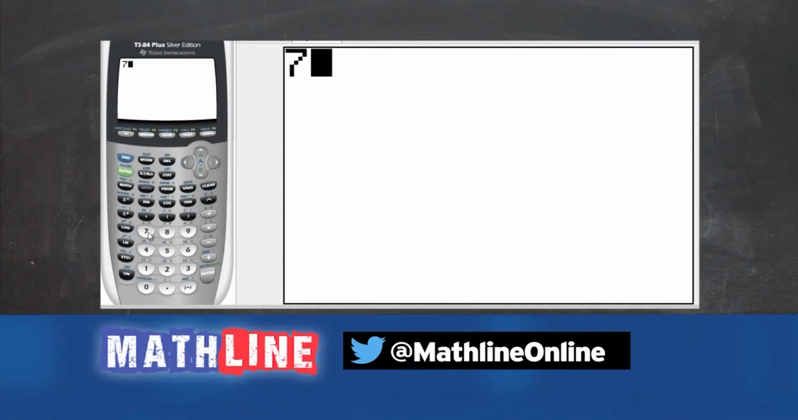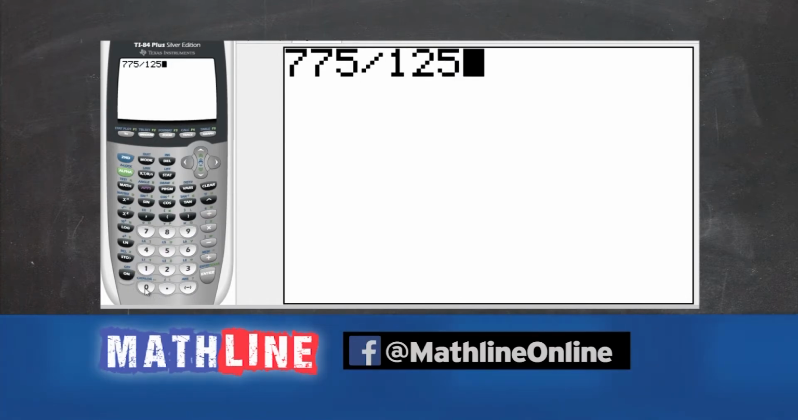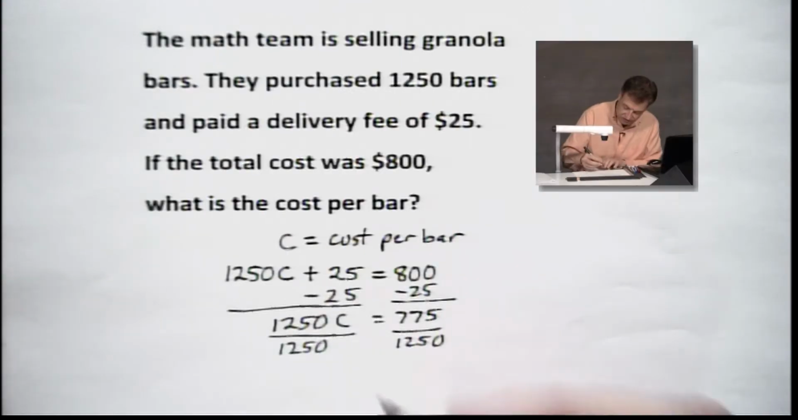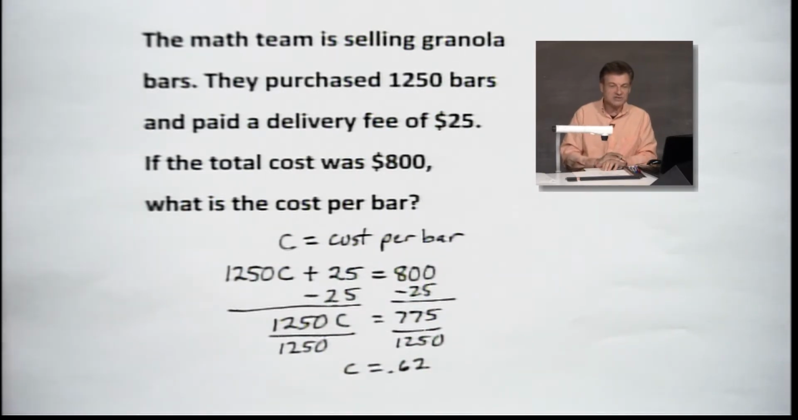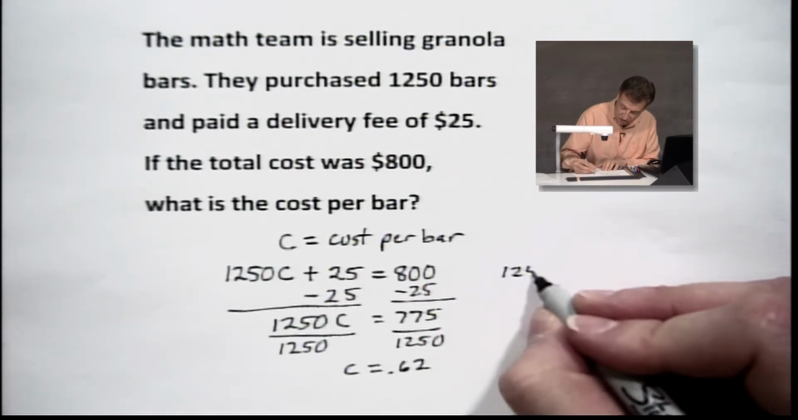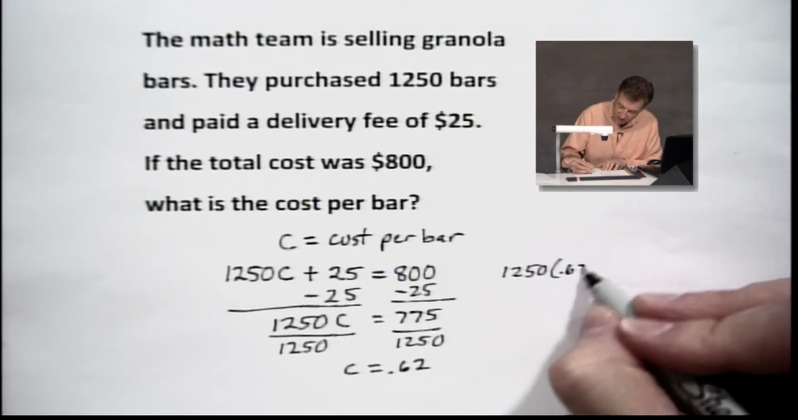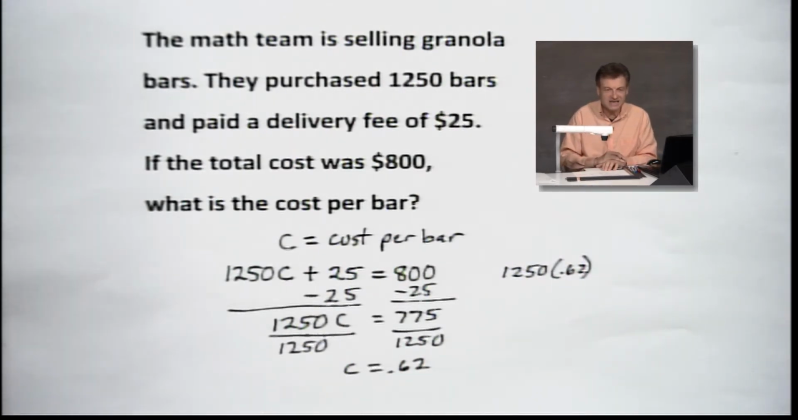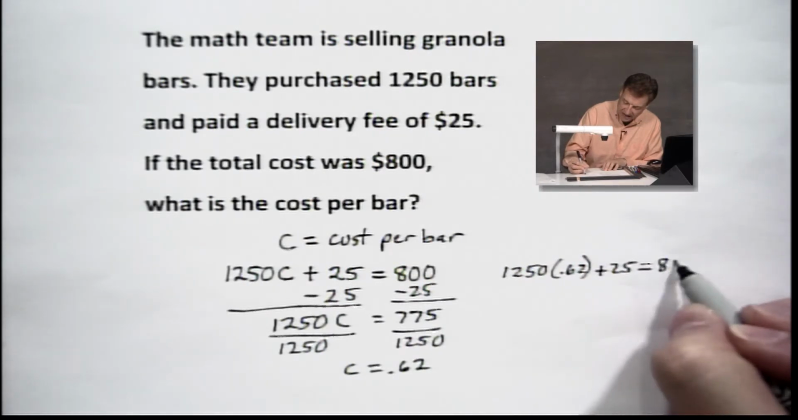And like I said, y'all got yours out at home? Have fun with it. Let's see, 775 divided by 1,250, and we will get a nice cost here of 62 cents. So the cost per bar of granola was 62 cents. Quick check, we always like to do that, make sure we didn't get shortchanged, or maybe we made a good deal. Let's see, we got 12.50 times 62 cents, and we're going to add 25, and we're hopefully going to get 800 back.